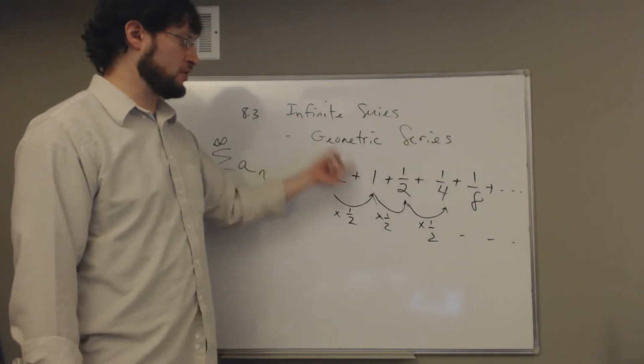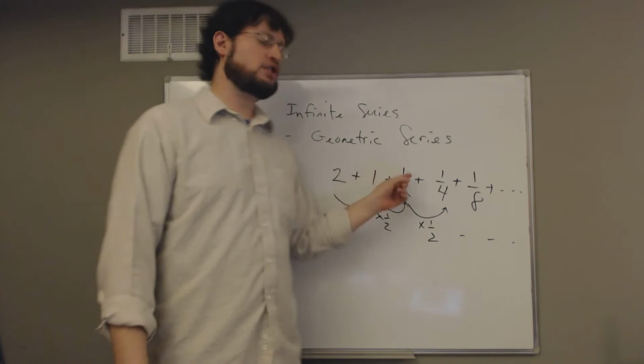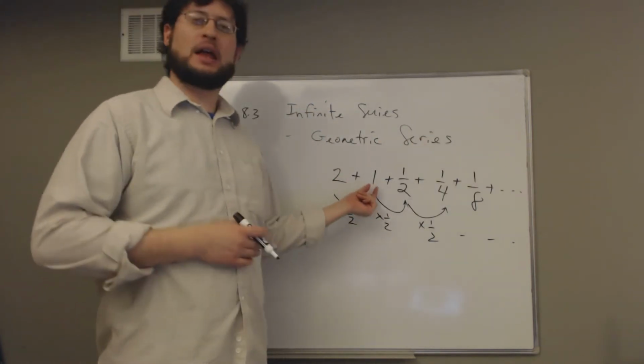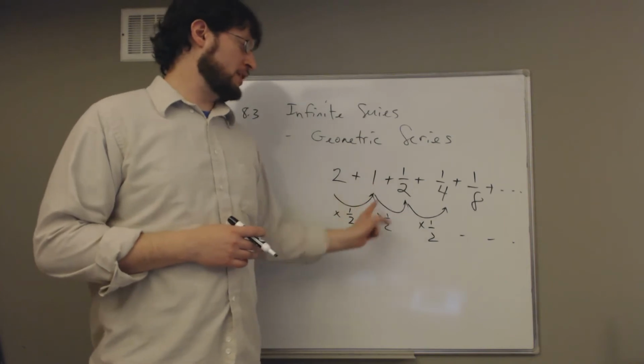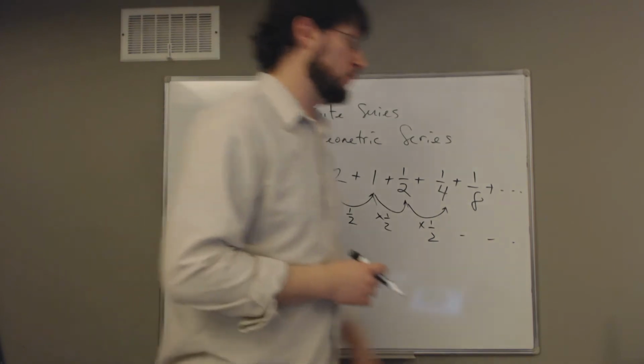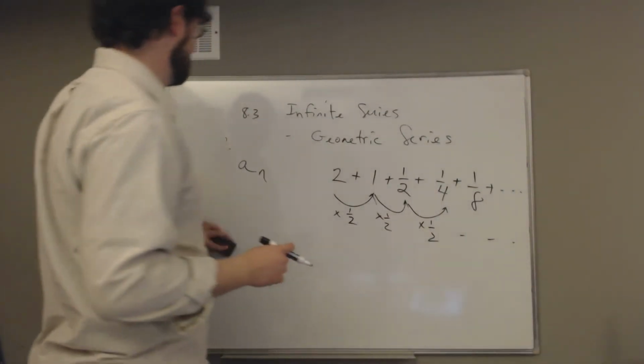A geometric series is where we start at some value, and then each next term in the total sum is obtained by multiplying the previous term by some fixed value. And this is always the same as we move all the way down the line.